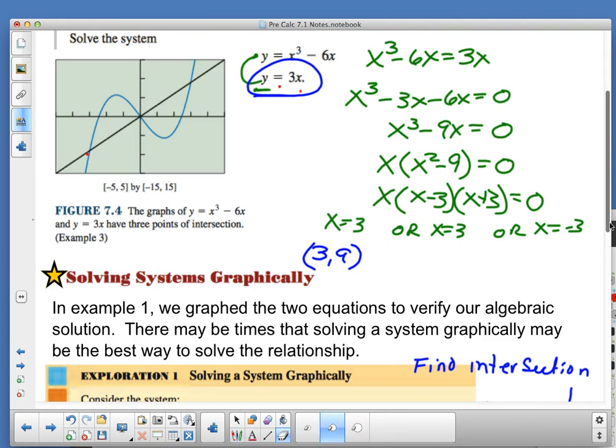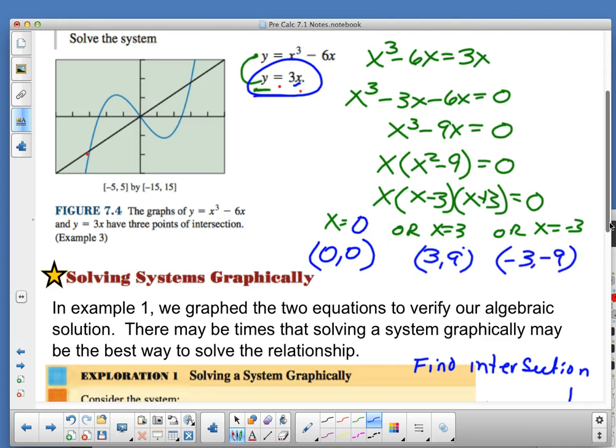And it should have been 0. I don't know why in the world I said that. We're going to take care of that. That one's x is 0. I have no idea why I did that, but plop 0 in, y is 0. That's one of my answers. Plop negative 3 in. Negative 3 times 3 is negative 9. So I've got negative 3 and negative 9. So I've got my 3 possible answers. I check out my calculator.